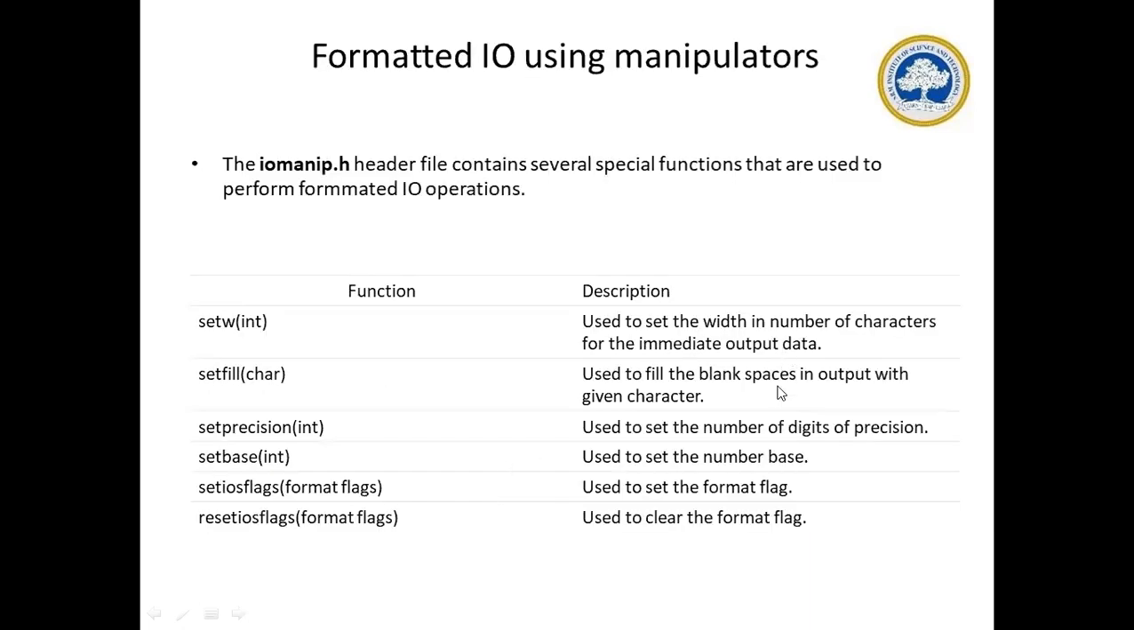Next, formatted I/O using manipulators. There is a separate header file called iomanip that you can include. It has several special functions available, and with the help of these special functions, we can format the outputs. Some of the important functions are setw, setfill, setprecision, setbase, setiosflags, and resetiosflags. It is the same as what you've seen before.